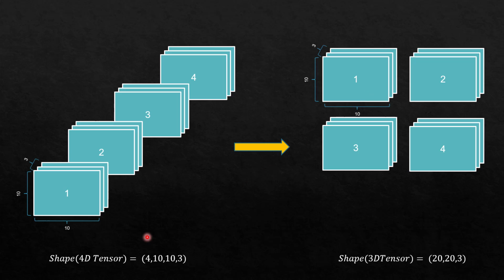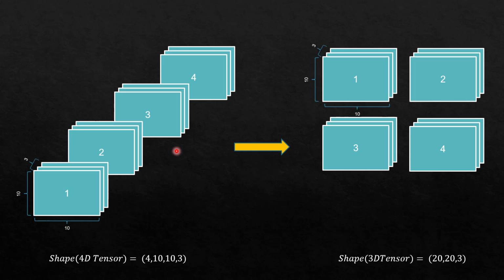So from a 4D tensor of size 4 by 10 by 10 by 3, that means there are 4 images, and every image will have this size, an image of size 20 by 20 by 3, correct? Because this full image will have 3 layers, and the image height will be 20 and width will be 20 as well. Okay, so now, can we do a reshape on this?